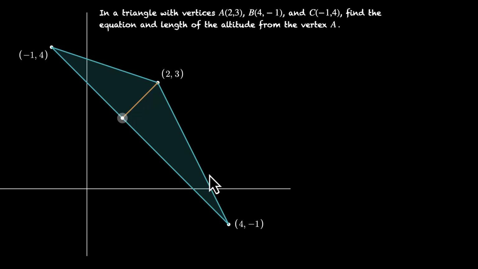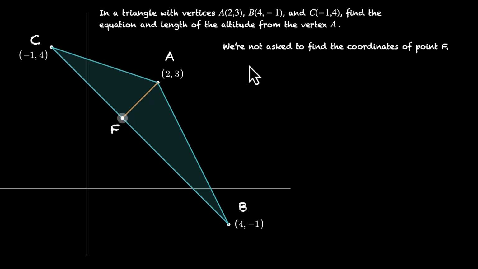Now pause the video, try this on your own. Okay, let's do this together. This is A, B and C. This point, the foot of the perpendicular, let's call it F. Note that we're not asked to find the coordinates of the point F. Now we can figure it out, but we're not asked to do that, so we won't find these coordinates. Alright, how can we still find the equation and the length?